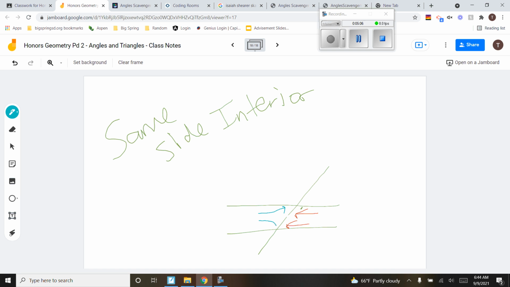This angle and this angle are same side interior. And those angles are not congruent. If you notice, there's one that's acute and one that is obtuse. So those angles are supplementary.